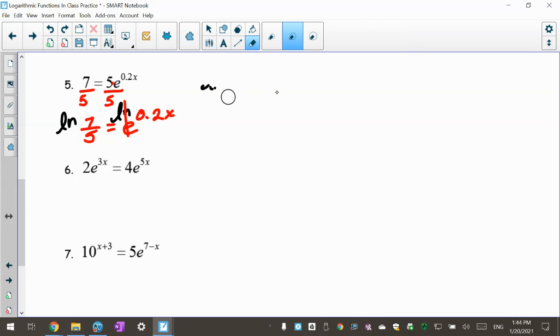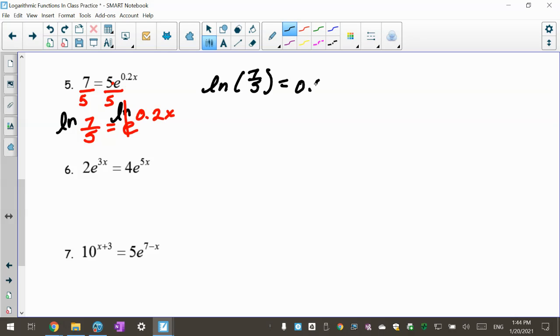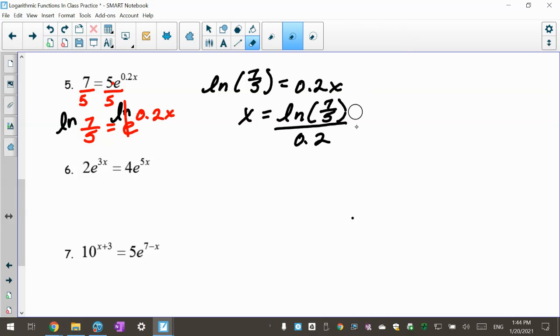And let me get this out of here so it doesn't confuse us too much. And now I have an equation that says the natural log of 7/5, which is a number, by the way, equals 0.2x. Now this looks more normal. Now I have the 0.2x is hooked to the x by multiplication, so I'm going to divide. So x equals the natural log of 7 over 5 divided by 0.2, because I'm just going to divide by that. And then I'm going to put that in my calculator.